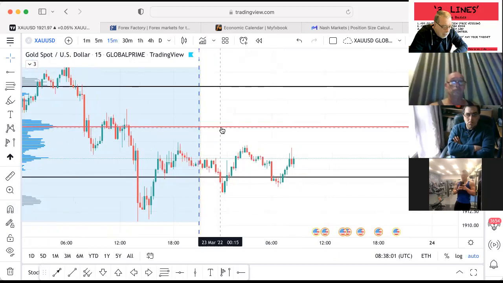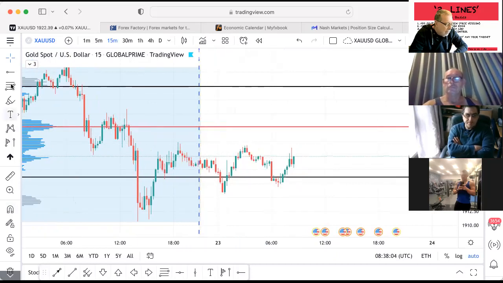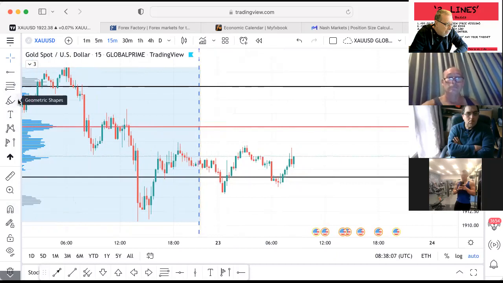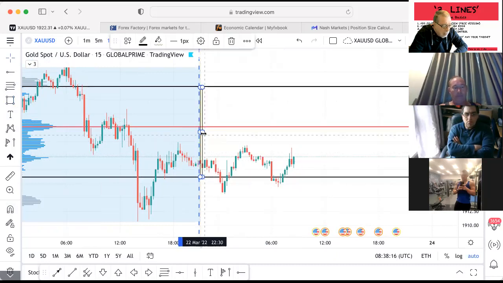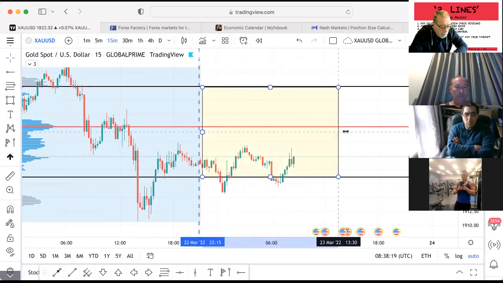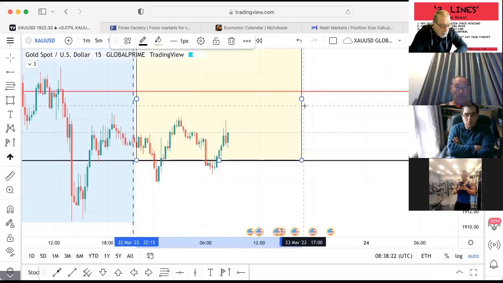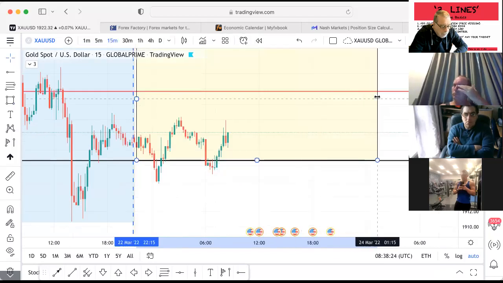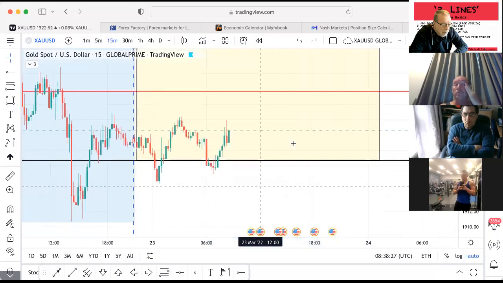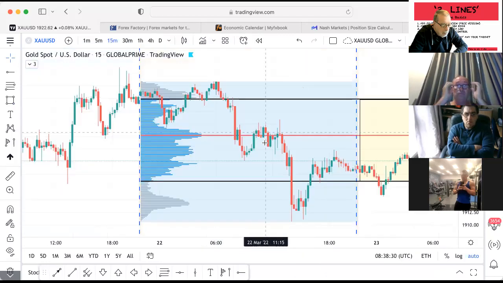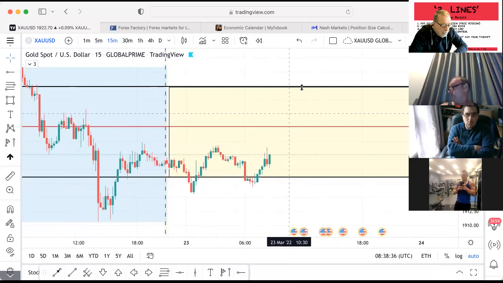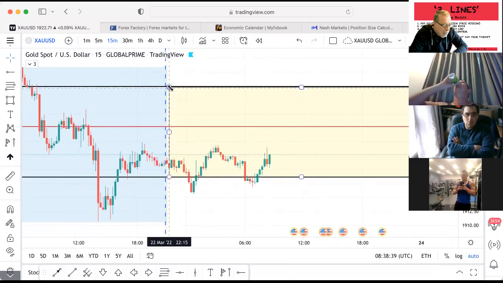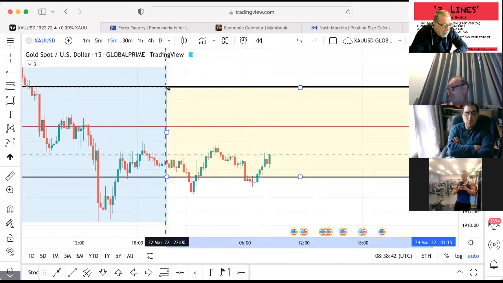Now, one thing I do to make this really visual is I put in a rectangle, and I just put it at the top and the bottom, and then I extend it right throughout the day. So there we are. We've got today's field of play between the two black lines. If I just move that.